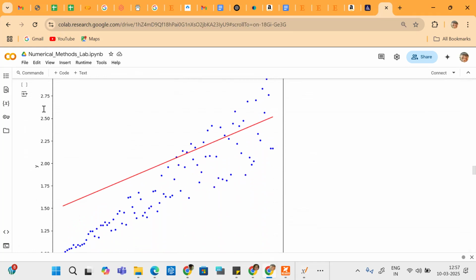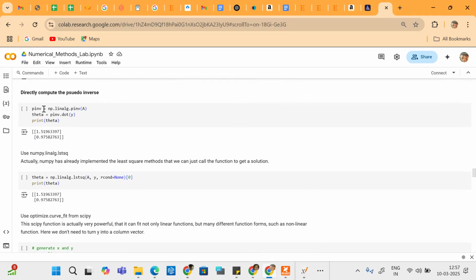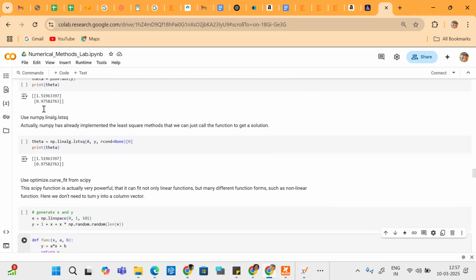I suggest you compute the R2 for this case. I don't think R2 will be that good, because you are missing a lot of the points below. So I told you, this is the pseudo inverse.